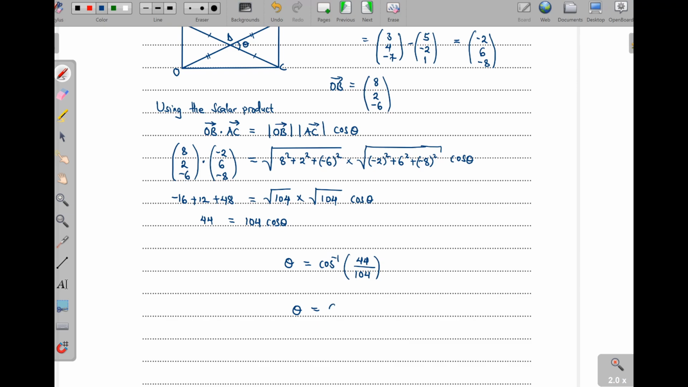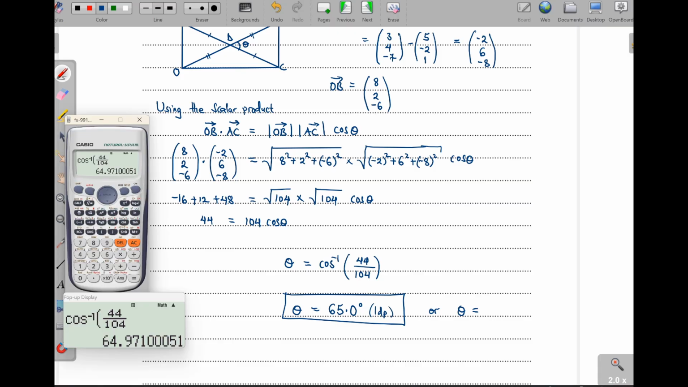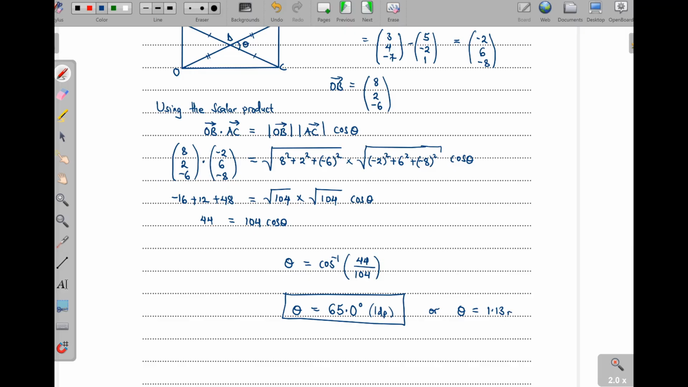Remember, for non-exact answers, angles in degrees are given to one decimal place. Or I can give my theta in radians, but in the exam you write one. Don't write this in degrees and then also put in radians. Please don't do that. There is no time for that. So I'll change the mode of my calculator here, shift, then mode, then radians, that is option 4, then press equals again. So that will be 1.13, in radians, to 3 significant figures, and that is that.